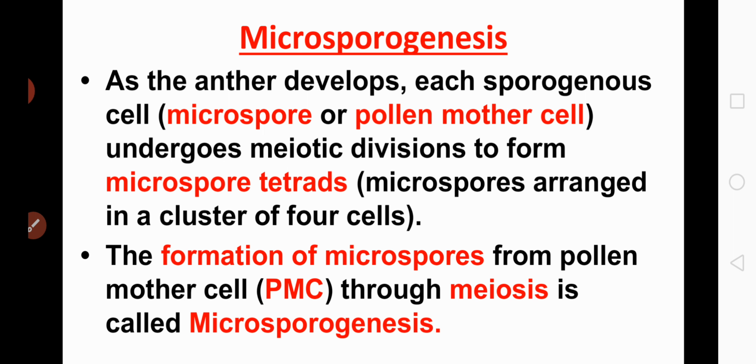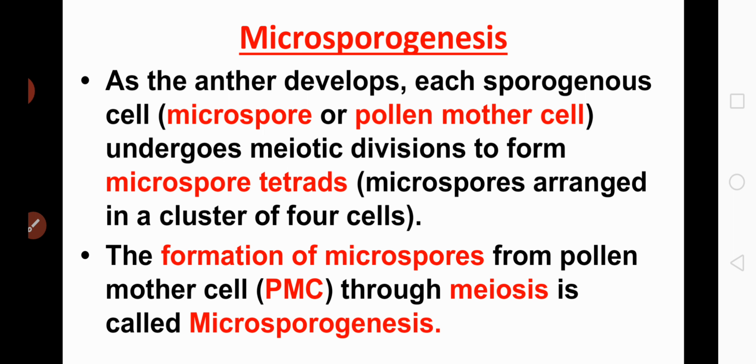Understood? So the microspore mother cell, which is diploid, undergoes meiosis. When meiosis happens, 4 microspores are formed. And all these microspores are haploid in nature. Correct? And these microspores are arranged in a group, so it is called a tetrad. They are arranged in a cluster of 4 cells. Since the 4 cells are together in a cluster, we call them microspore tetrads.